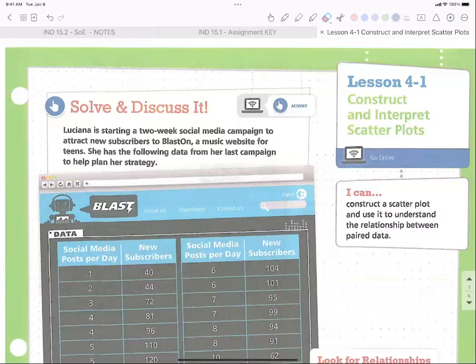What do you guys think? How would I write that fourth column as an ordered pair? Jacob, what do you think? What would I put in these boxes right here?